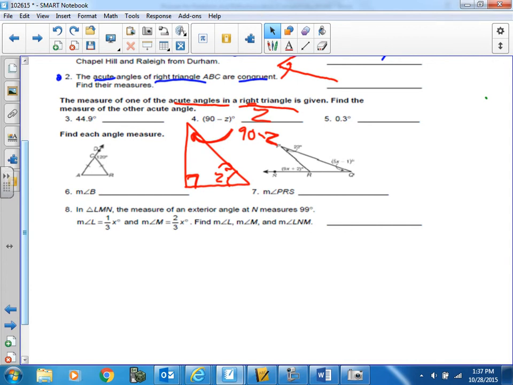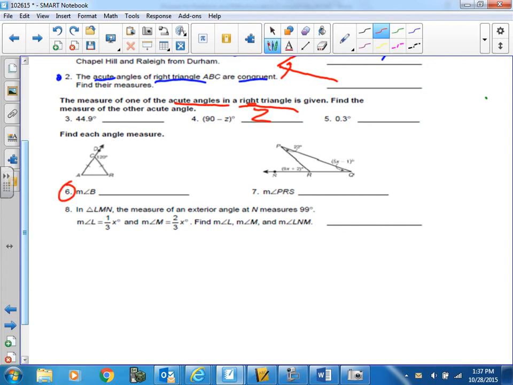All right, let's go now to erase this. Number 8. We should be able to do number, let's see. Okay, so you should be able to do 6 and 7.